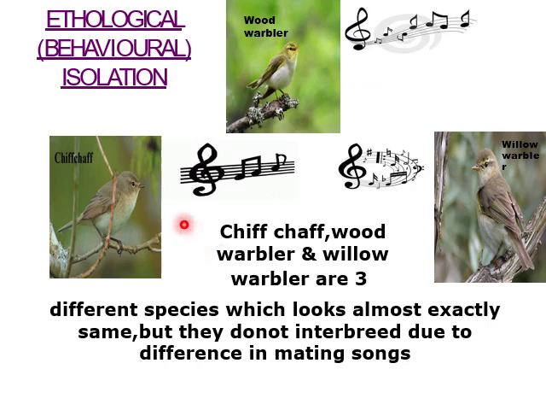Here is the diagrammatic explanation of ethological or behavioral isolation, in which bird number one is called the chiffchaff, which may resemble the wood warbler, and the wood warbler resembles the willow warbler. But all three similar-looking animals cannot reproduce with each other due to their different reproductive behavior.